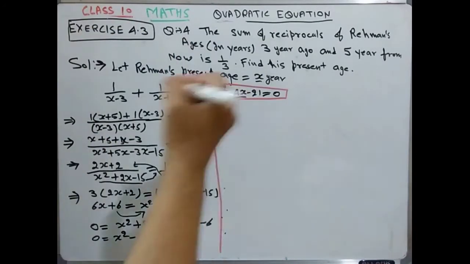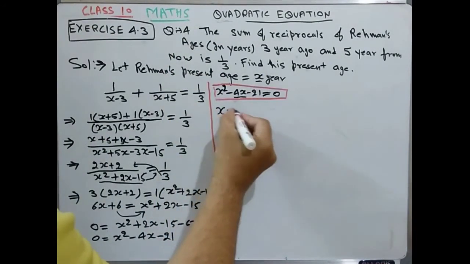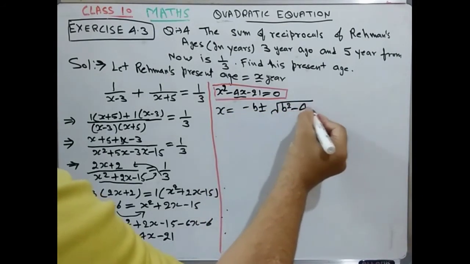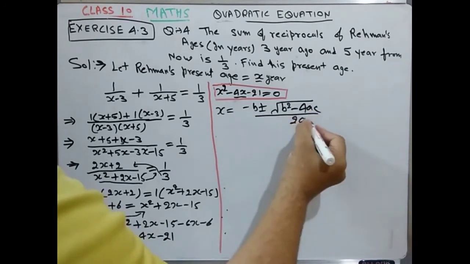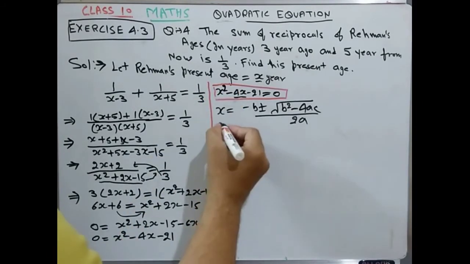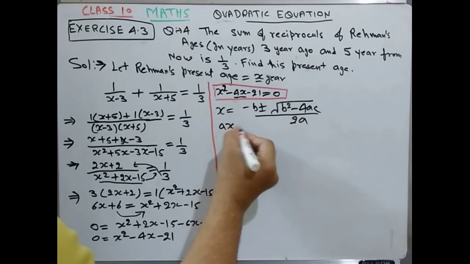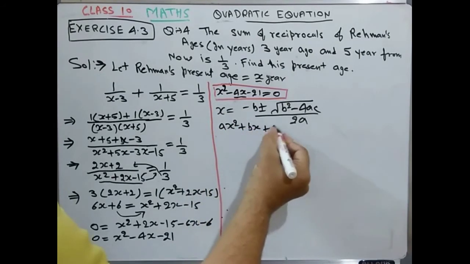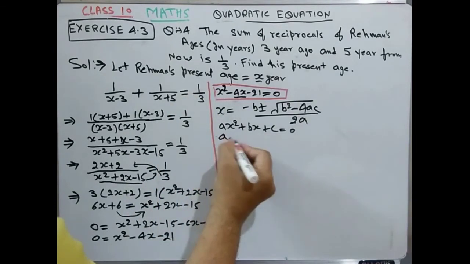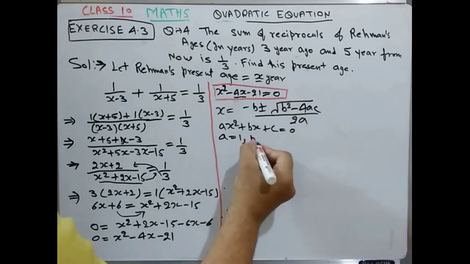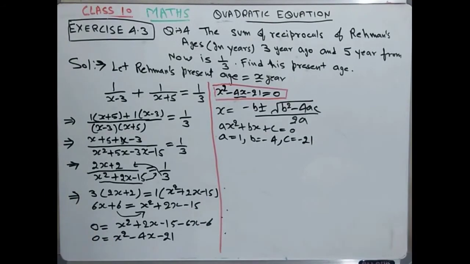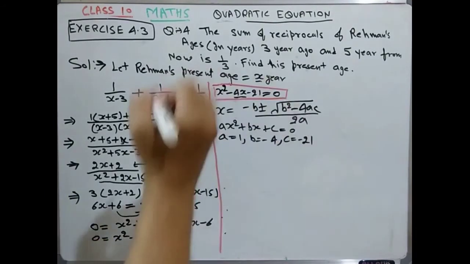So now what is the quadratic formula? The quadratic formula is that x is equal to minus b plus minus square root of b square minus 4ac upon 2a. So by the quadratic formula, this is the solution of this quadratic equation. And if we compare this equation with the standard quadratic equation, which is given by ax square plus bx plus c is equal to 0, we can find out the values of a, b and c. So the value of a is 1, the value of b is minus 4, and the value of c is minus 21, right? So you can substitute these values of a, b and c in the quadratic formula.